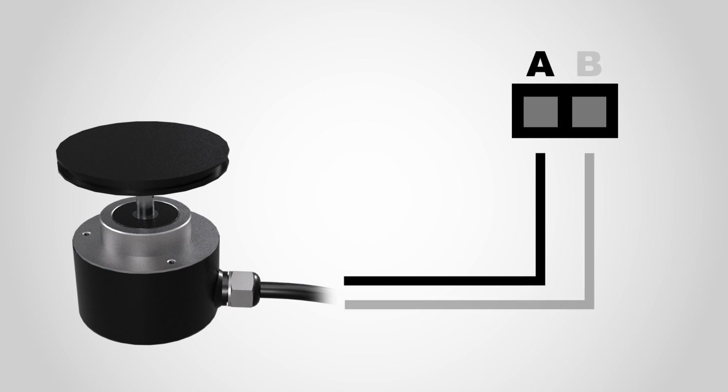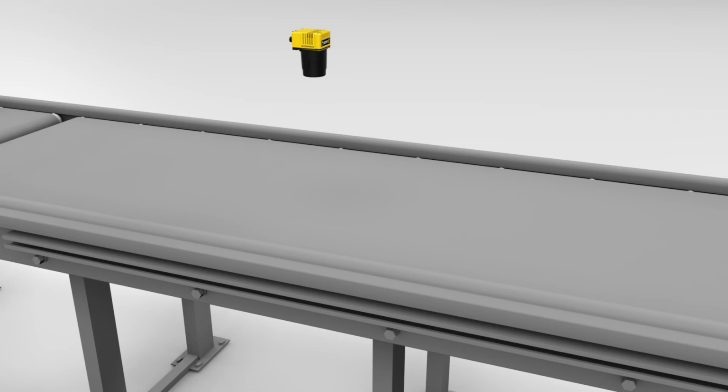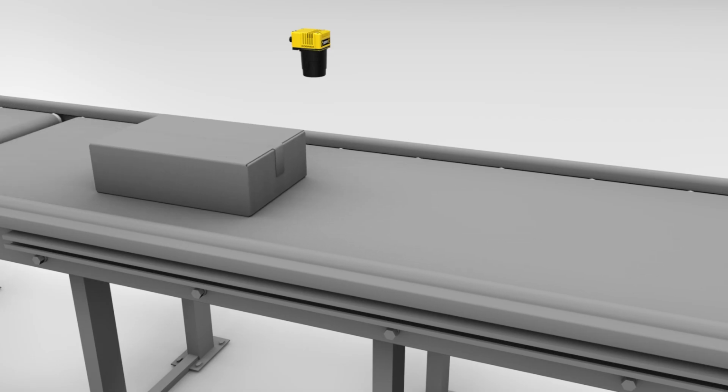Refer to the encoder's datasheet to know which wires to connect, and then connect the wires to the correct channels on the In-Sight 3800 line scan. Encoder inputs A and B for the In-Sight 3800 line scan have the following color assignment for the breakout cable. You now have your encoder set up and are ready to begin acquiring images.